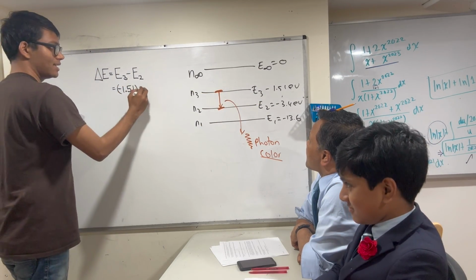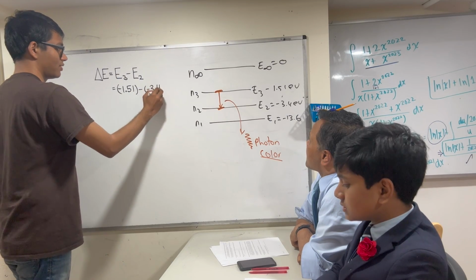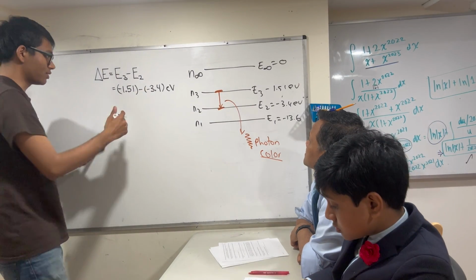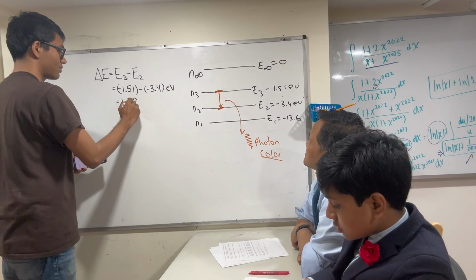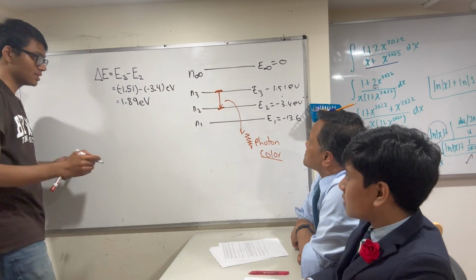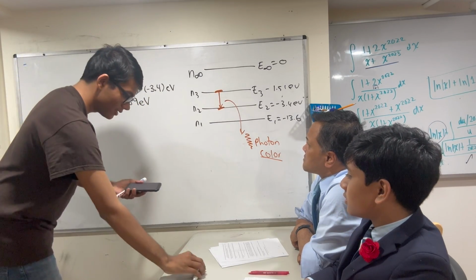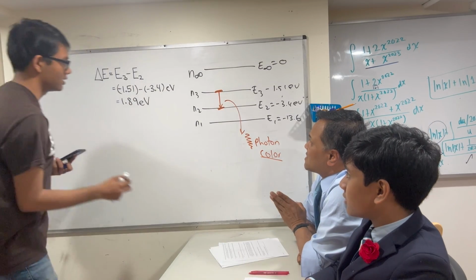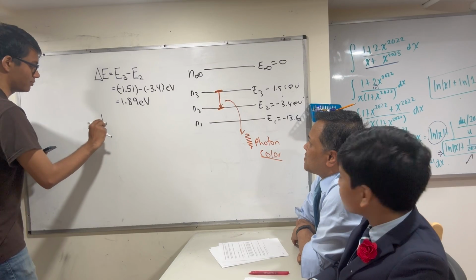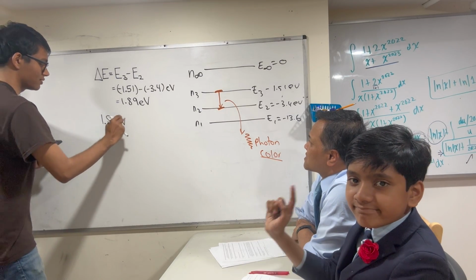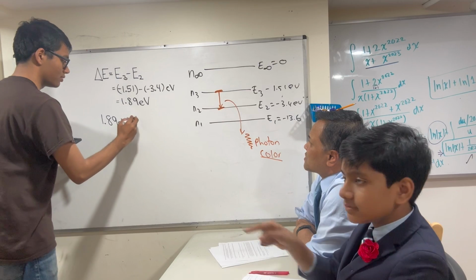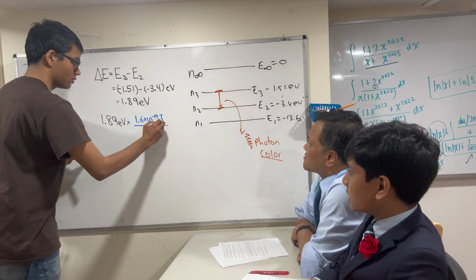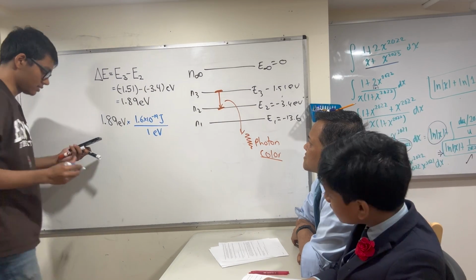E3 minus E2: minus 1.51 minus minus 3.4 electron volts. Okay, if I do this math, then I get 1.89 electron volts, but I need my answer in joules, so I will multiply this by 1.6 times 10 to the negative 19 joules per electron volt. Can you guys do it nicely so students know how to convert the unit? So 1.89 electron volts times 1.6 times 10 to the minus 19 joules, with the electron volt on the bottom.